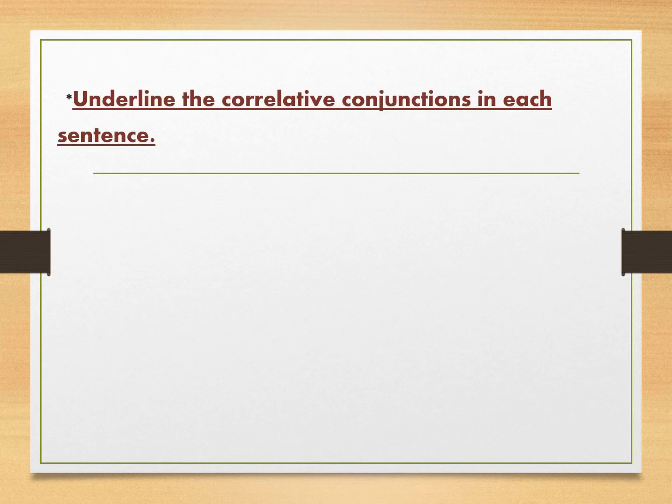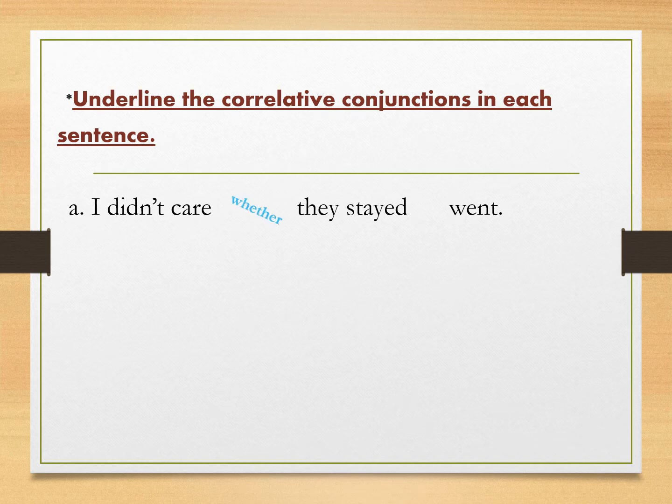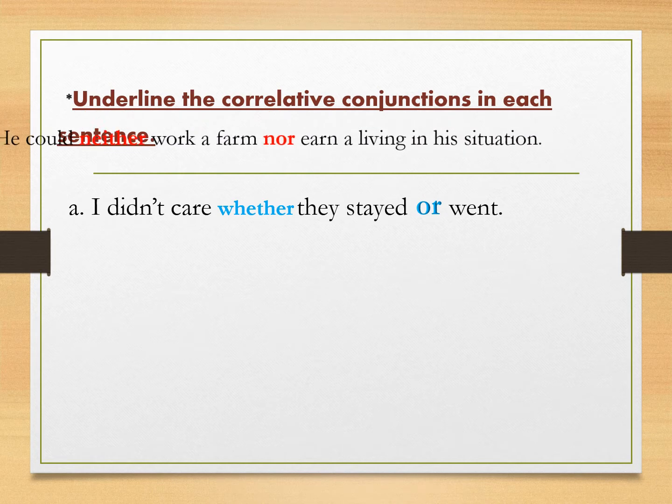Okay, now I want you to underline the correlative conjunctions in each sentence. Are you ready? I didn't care whether they stayed or went. Exactly. I didn't care whether they stayed or went. So here, our correlative conjunctions are whether or.